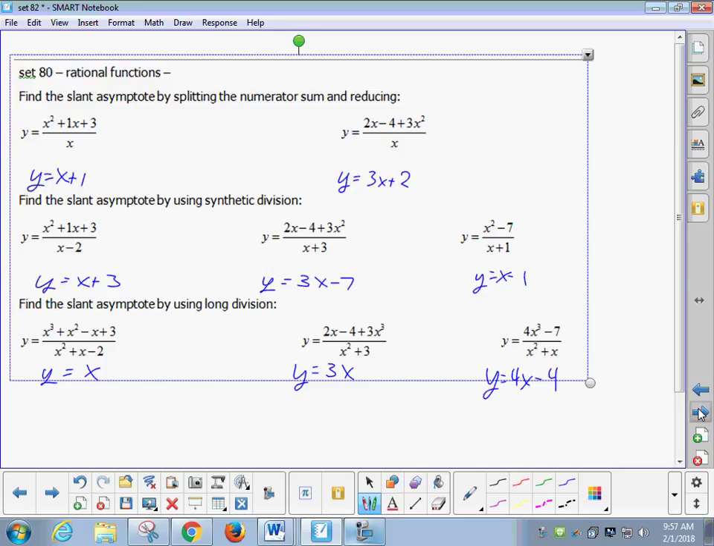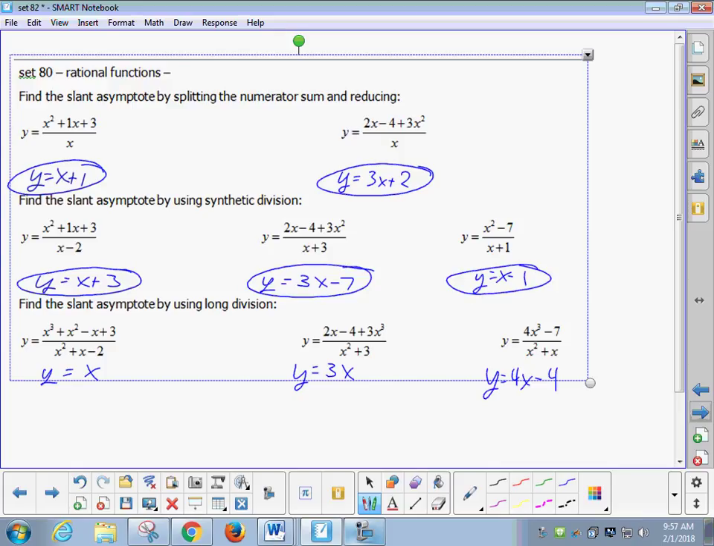For the first one, finding a slant asymptote by just separating the fractions and reducing, I have y equals x plus 1 and y equals 3x plus 2. Just separate the fractions and reduce if it's just over x. If you're dividing by a linear factor or only one factor, you can use synthetic division. Y equals x plus 3, 3x minus 7, and x minus 1. If you're dividing by more than linear, then you should use long division. Y equals x, y equals 3x, and y equals 4x minus 4.